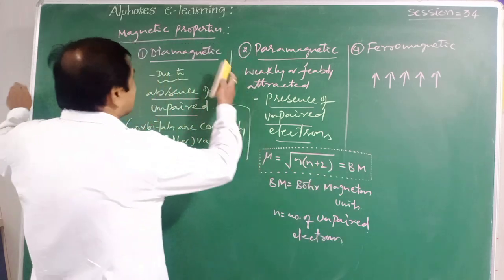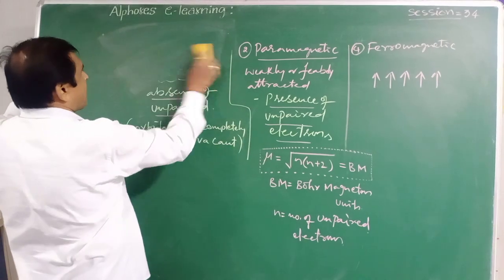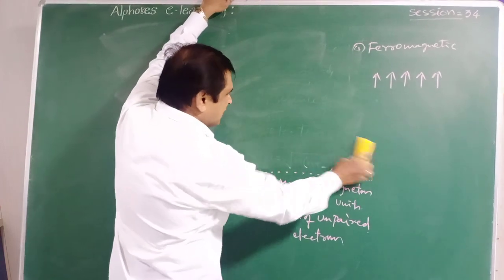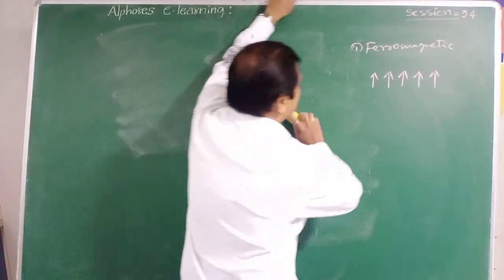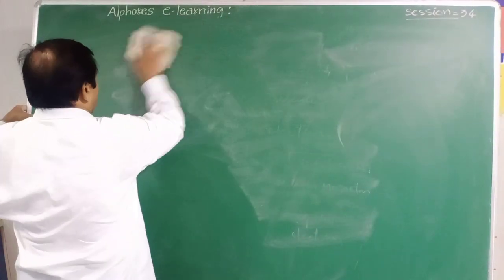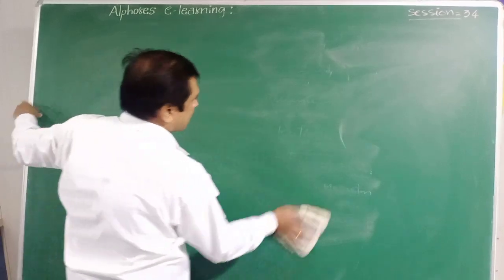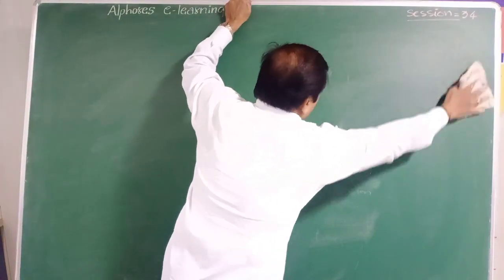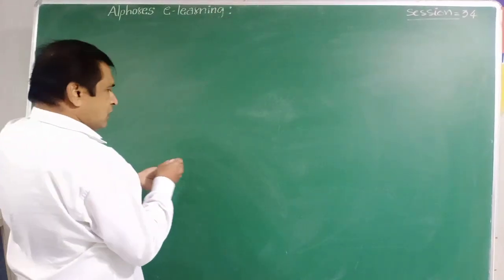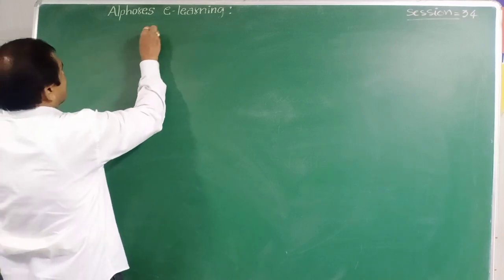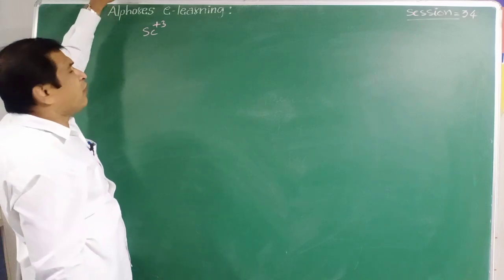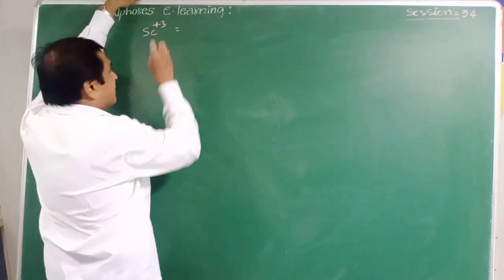Let us work out some examples of this. The paramagnetic nature of substances can be calculated using this equation. Let us calculate some examples. For example, let us take scandium plus 3. Scandium atomic number is 21.